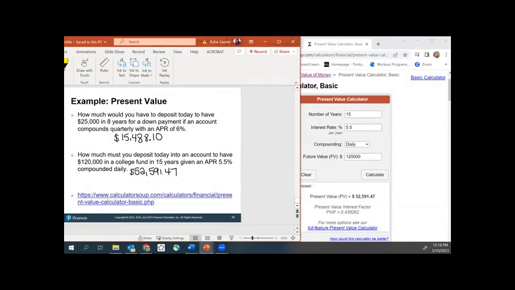So this is why starting investments early, the right investments, compounding, you can have a decent amount of money for retirement in your future.